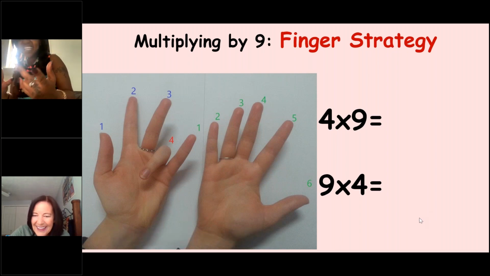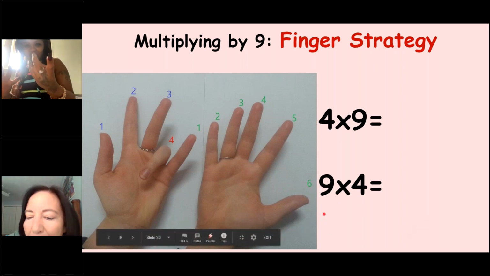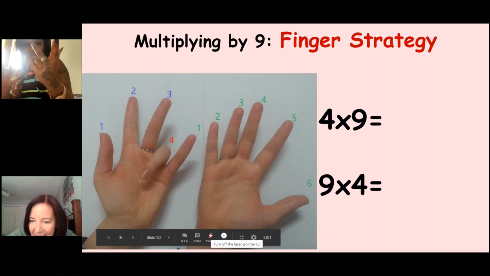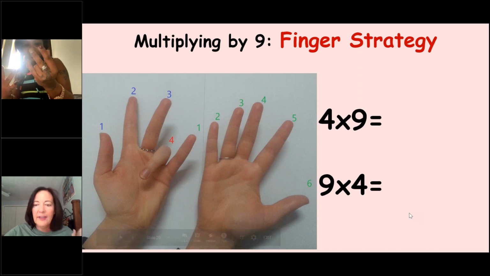So on the left side, how many fingers do you have? 4. No, you don't, because that one's folded. I'm using my pointer to point to your fingers. You can't even see that. What am I saying? On the one that's down, we don't count the one that's down. How many are still straight up on the other side? On the other side, 5.